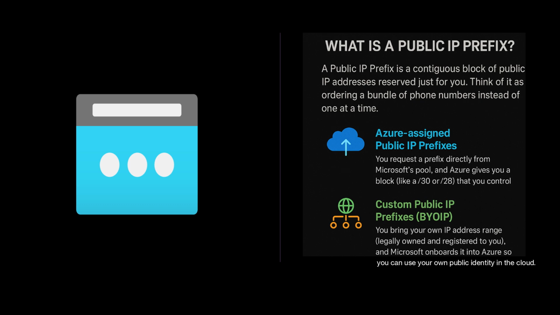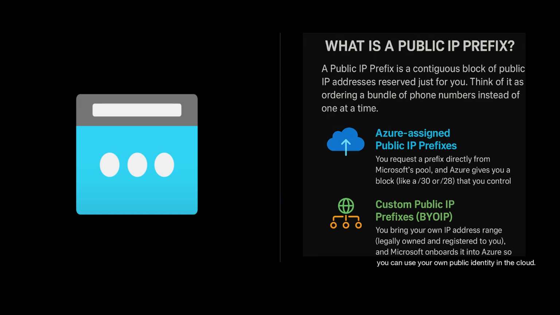Azure gives you two options here. With Azure assigned public IP prefixes, you request a block directly from Microsoft, say a /30 or /28, and Azure allocates it from its own IP space. You then have full control over distributing those IPs across your services.